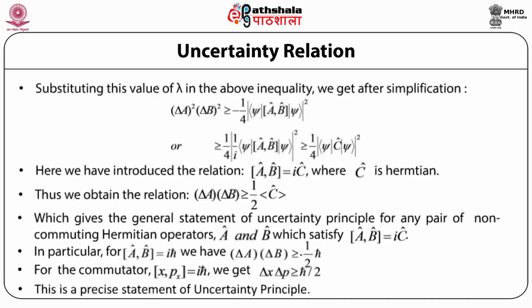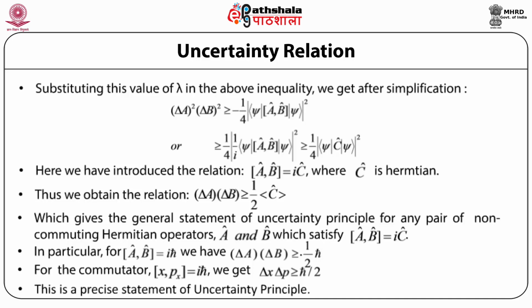And from the above inequality, we obtain the result that delta A times delta B is greater than or equal to 1 by 2 times the expectation value of operator C. This gives the general statement of the uncertainty principle: any pair of Hermitian operators, operator A and B, which satisfy the commutator relation, commutator of operator A and operator B is equal to iota times operator C.